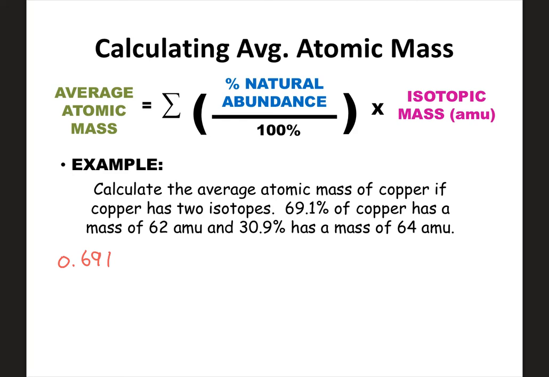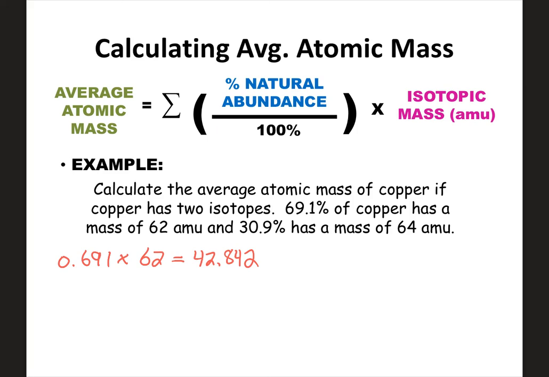All right, so we need to take the decimal form of the percent, times it by its mass. So according to the problem, that isotope of copper has a mass of 62. So we did the decimal times the mass. So when you do your calculation here, it should come out to be 42.842. All right, so we did decimal times mass for that isotope. All right, and then we're going to do this now for the other isotope.